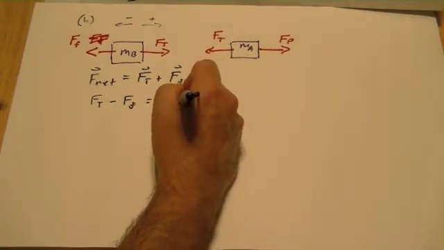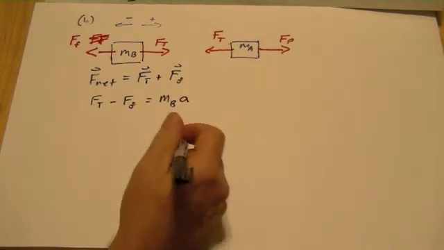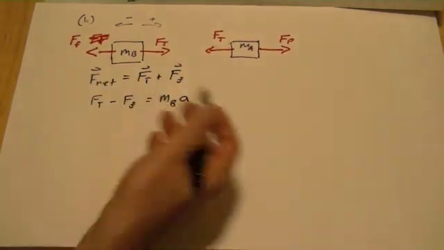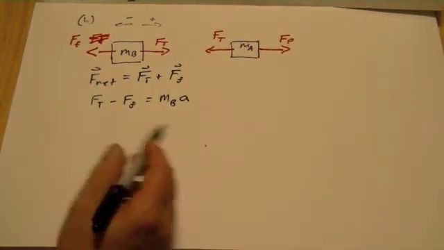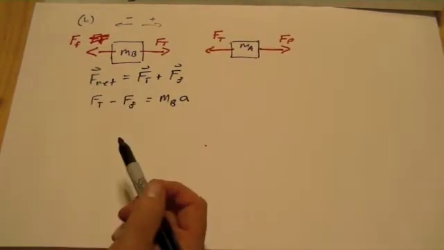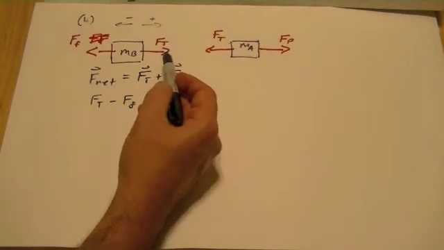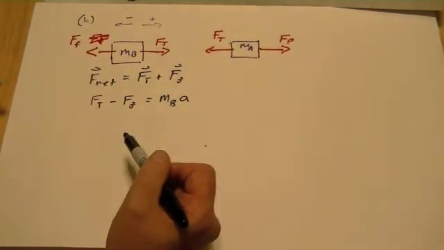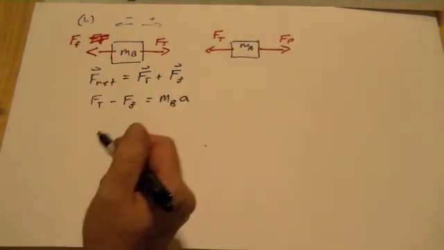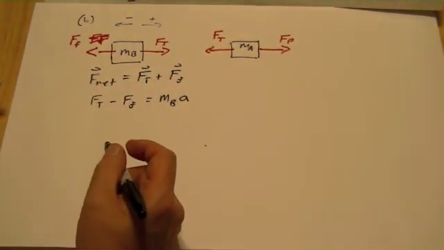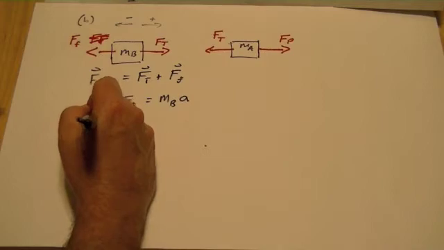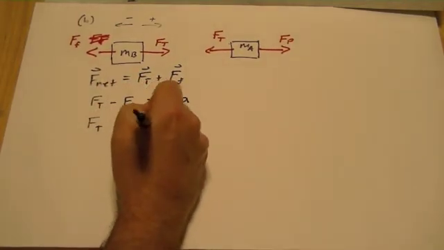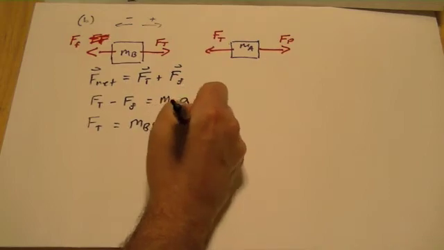times the acceleration. Now, the problem doesn't indicate that we have a new acceleration, so we assume that the acceleration is still 3, and we expect these forces to change. In fact, I expect that this tension needs to be larger, or else I wouldn't have the same acceleration, because friction is now canceling out part of that pulling force there. So I'll solve this for Ft, and I get that Ft equals mb a plus force friction.